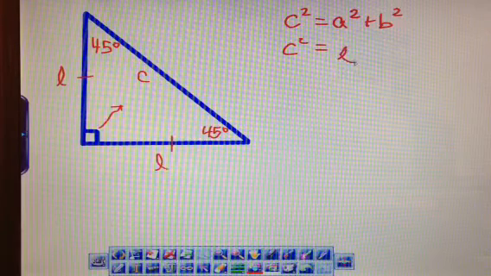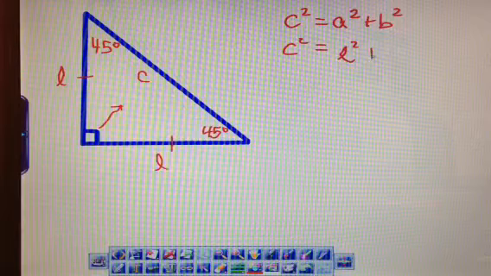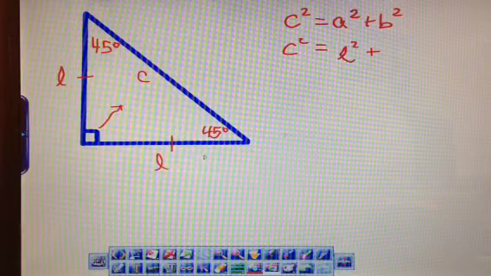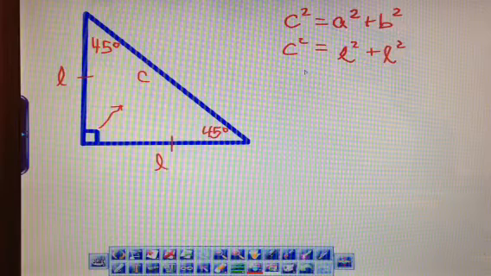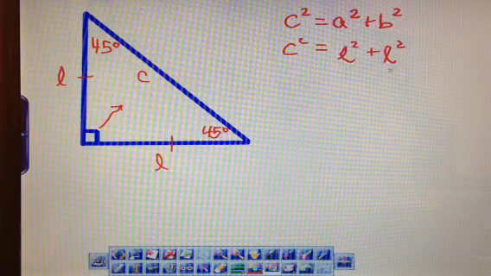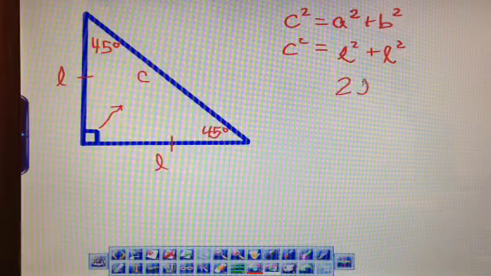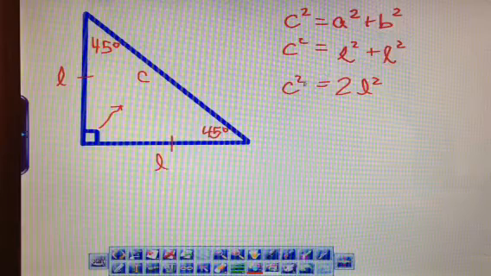In place of A, we can put L, because we're using that to represent one of the legs of the triangle. In place of B, we can also put L. Now let's see if we can solve this for C. L squared plus L squared, that's one of those plus another, that's 2L squared equal to C squared.